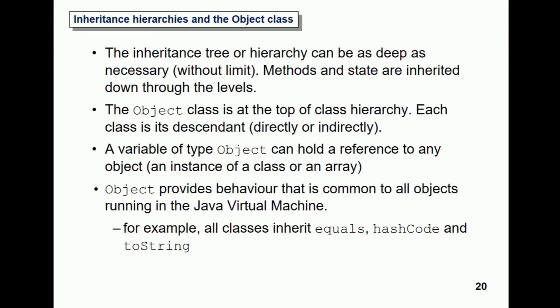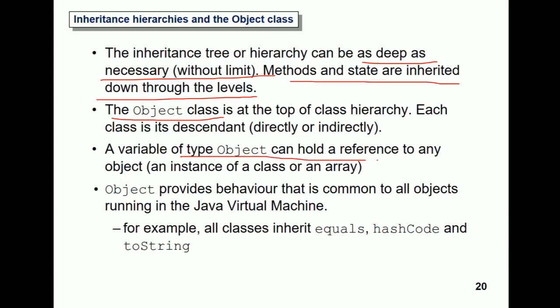So the inheritance tree can be as deep as necessary without limit, so you can have as many layers as you want. Methods and state are inherited down through the levels. Right at the top, you've got something called the Object class. This is something you don't need to specify, and it's already specified for you. Any class you create in Java automatically inherits from the Object class, and so inherits all the state and all the methods from it.